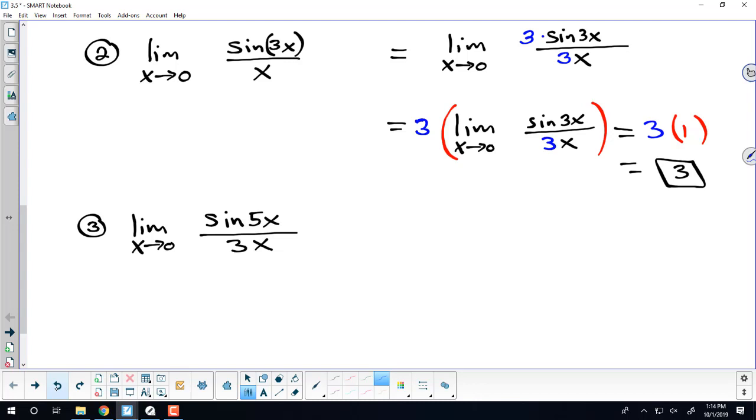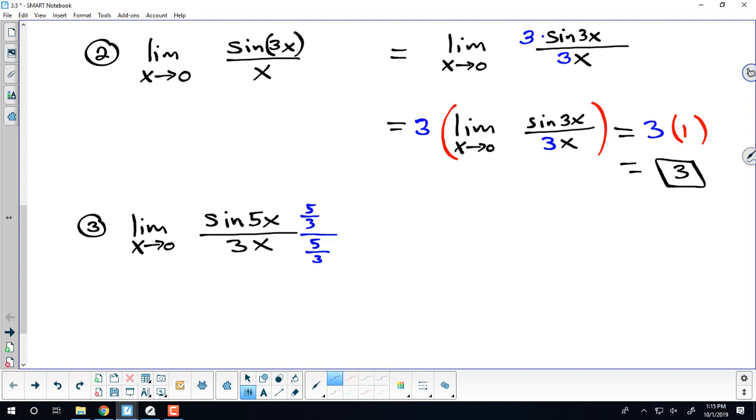Could we multiply both top and bottom by 5 over 3? That would not be a form of 1. Okay, so multiply the top and the bottom by 5/3. Would that work? It's definitely a form of 1, we're multiplying the expression by 1. It turns the bottom into 5x, and it turns the top into 5/3 times sine 5x.